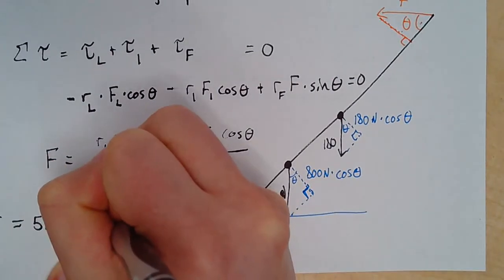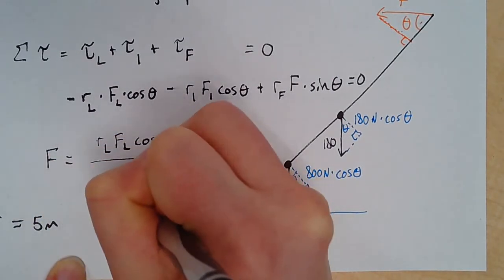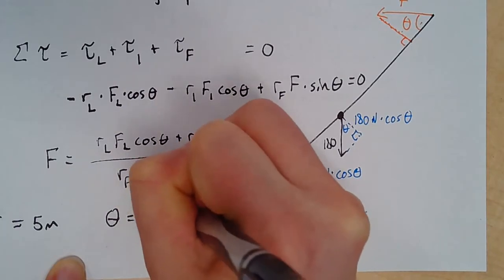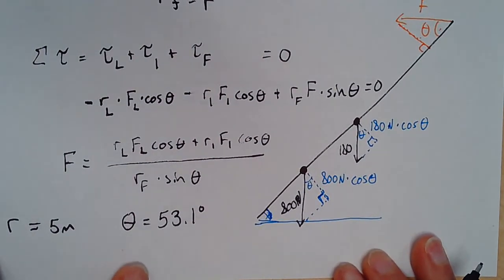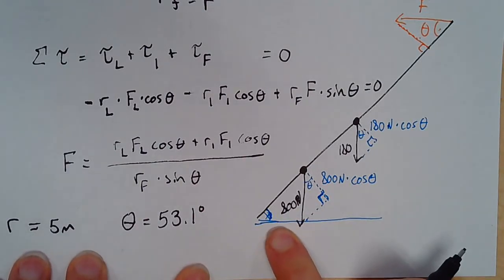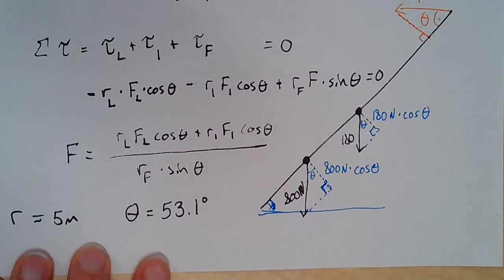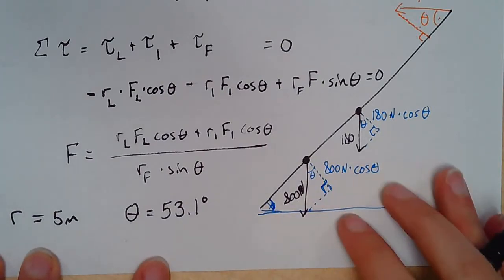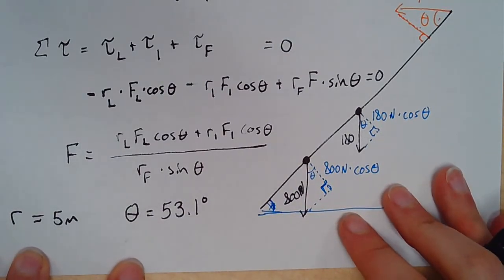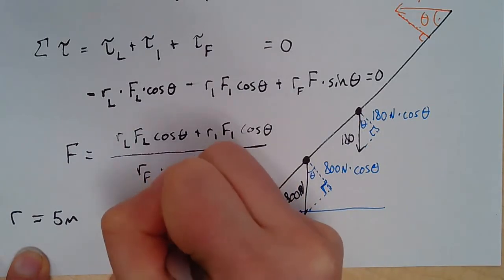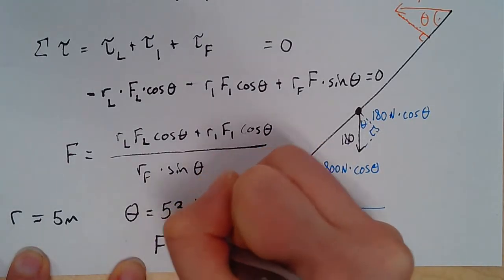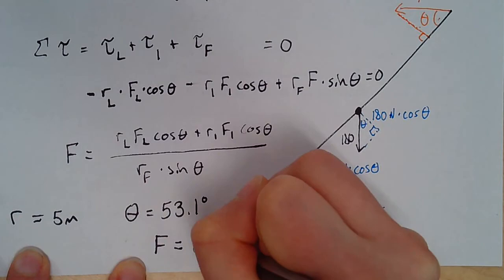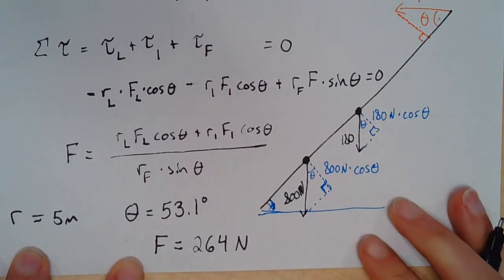The other piece of information you're going to need to find this force is the angle. The problem gave us 53.1 degrees, kind of odd, but that's what they gave us for this symbol here. So what I'd like for you to do next, of course, pause the video, plug in your numbers, and get a value for the force. Okay, so you should have gotten 264 newtons for that force.